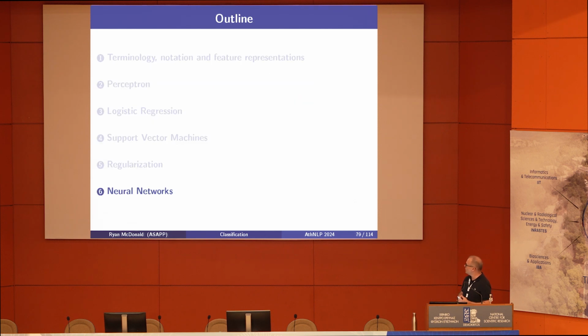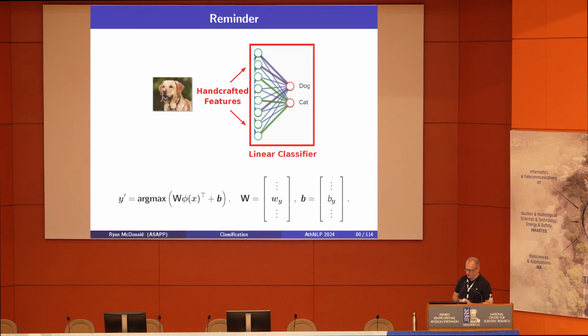But now I want to get along to neural networks, the thing that we use nowadays for almost all classifiers. So, a reminder: this was linear classifiers. We had phi of x, some handcrafted features that we defined. We put them in, and then these are our y's, the scores of either the dog prediction or the cat prediction. And these connections here, and how we optimized them, that was perceptron, logistic regression, SVMs. But that was the linear classifier.